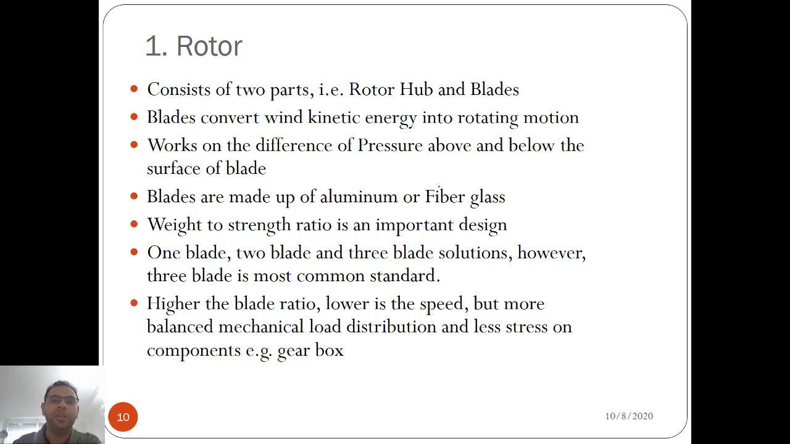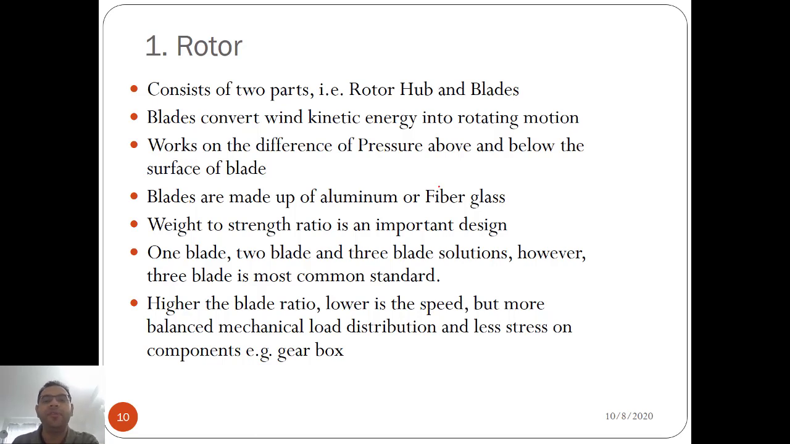And then the other important thing is that other than achieving the strength, we also need to see the weight, because if the weight is too high, then it will be difficult to rotate with the given wind speed. So we have to optimize this weight to strength ratio in order to have a better wind turbine. Then from the historical perspective, the design of the blades evolved with respect to time.